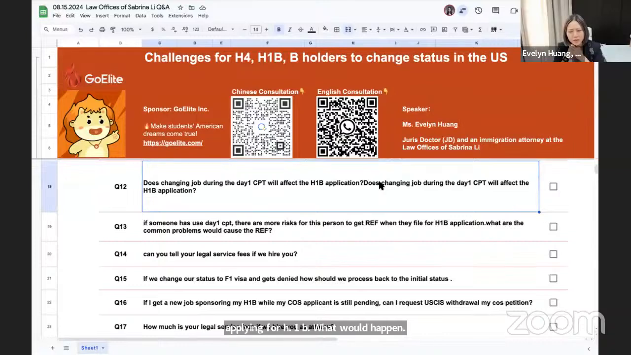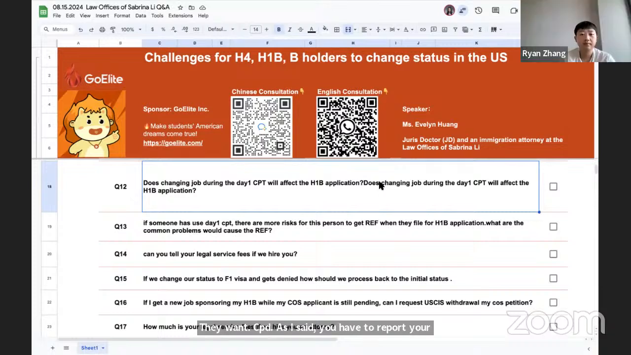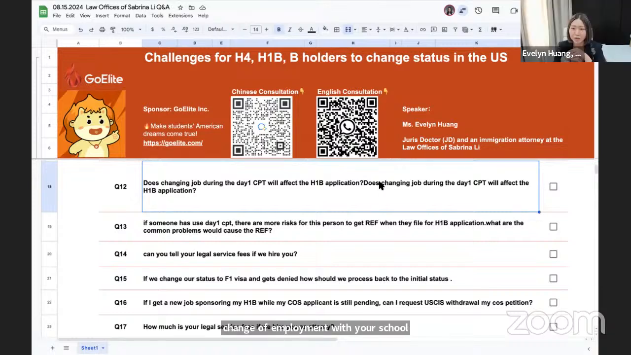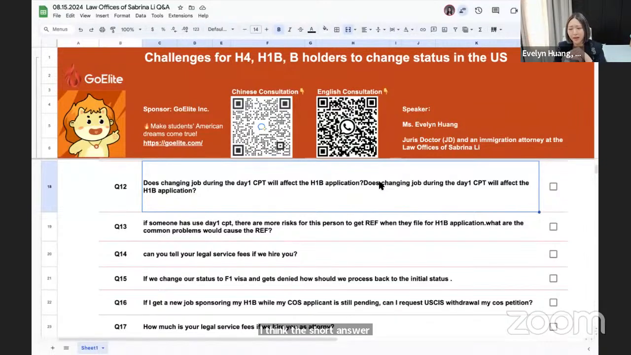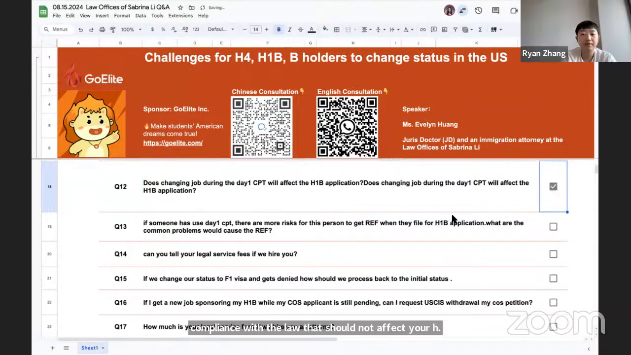Changing jobs during day one CPT while this person is under F-1, as long as you do this in compliance with the law, you have to report your change of employment to your school. As long as you don't secretly change your job, you will be okay. And for CPT, your employment needs to be related to your major, the program you're studying. So the short answer is, as long as you do this in compliance with the law, that should not affect your H1B application. Yeah, absolutely. Let's move on.